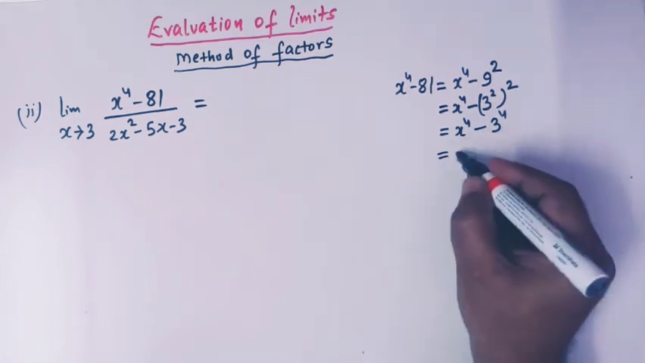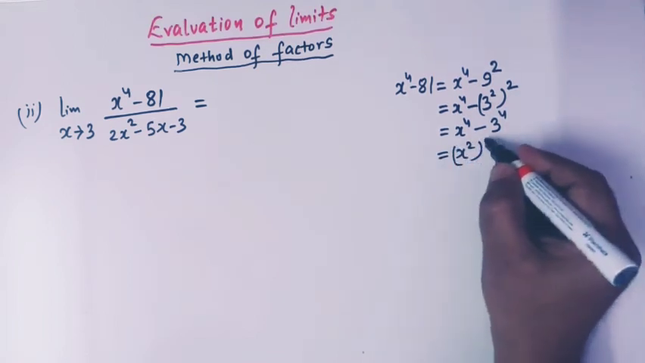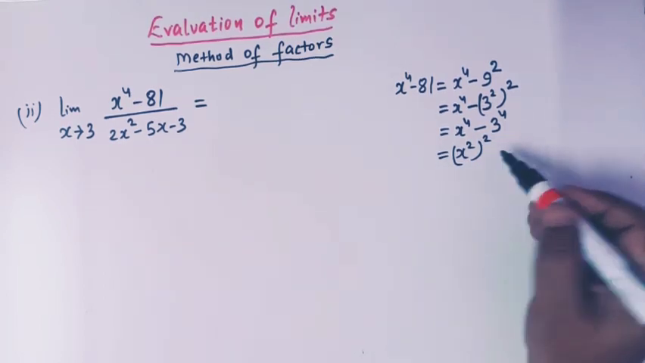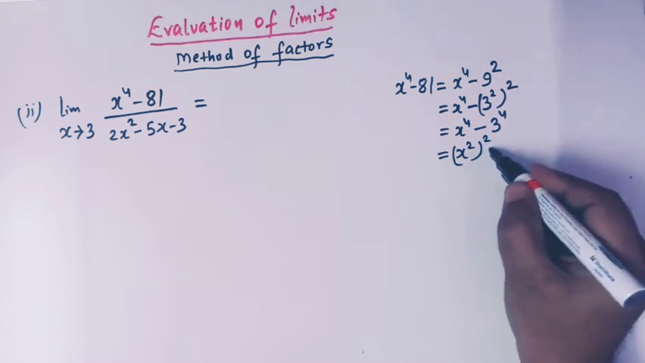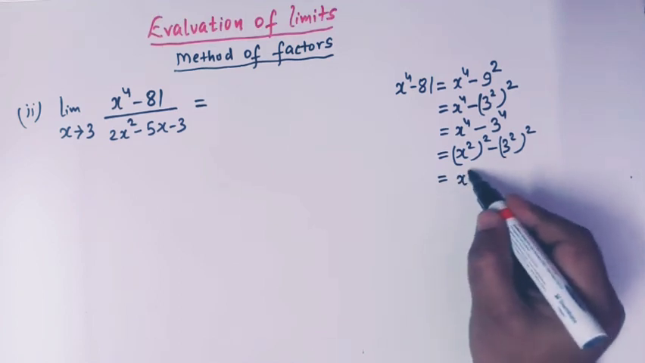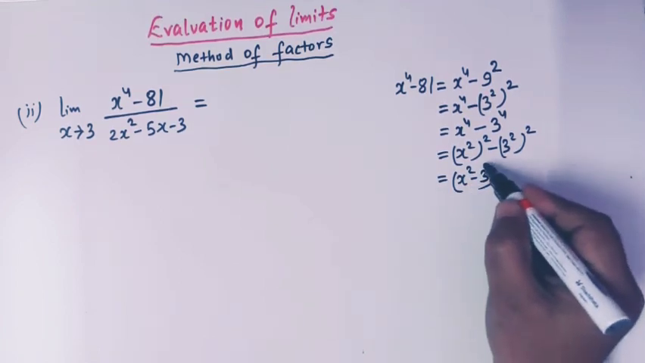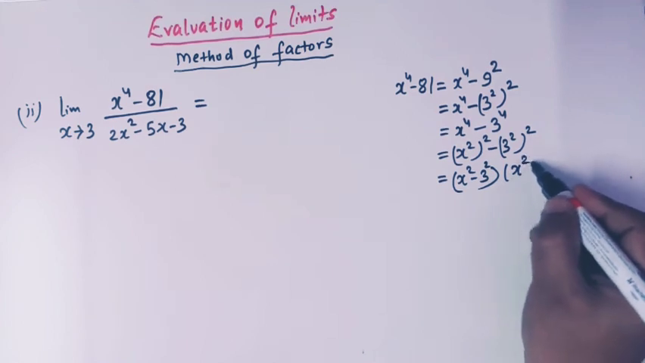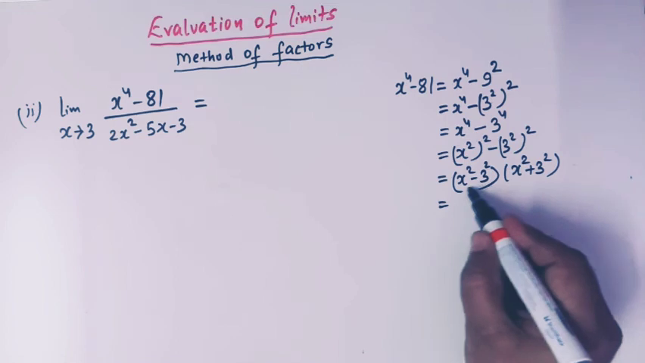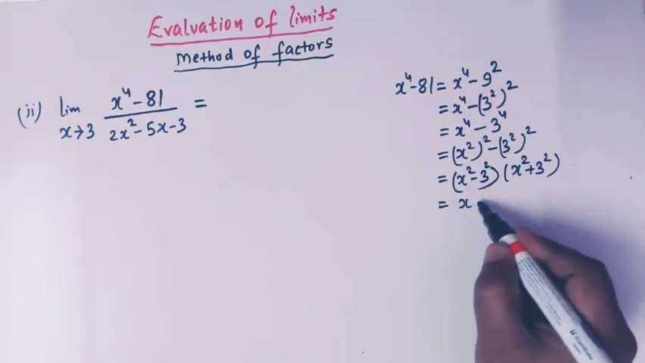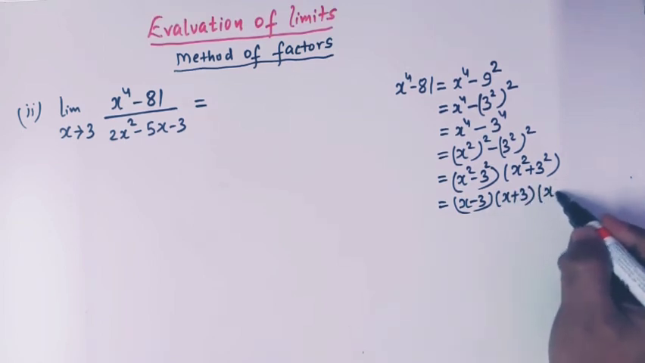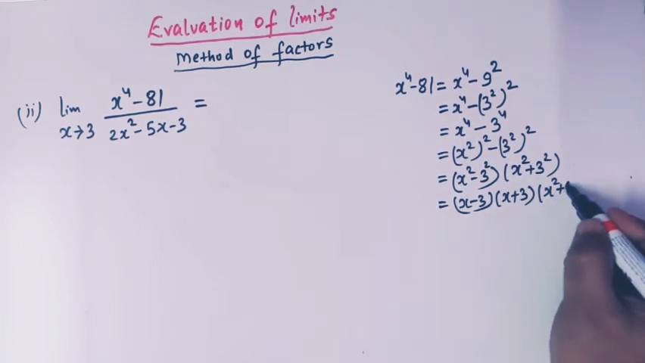Now this can be factorized by making use of the identity a square minus b square. So we can write x square raised to power 2 and 3 square raised to power 2, and it can be written as x square minus 3 square multiplied by x square plus 3 square, right? Now this can be further factorized as x minus 3 times x plus 3, and this can be written as x square plus 9, right?